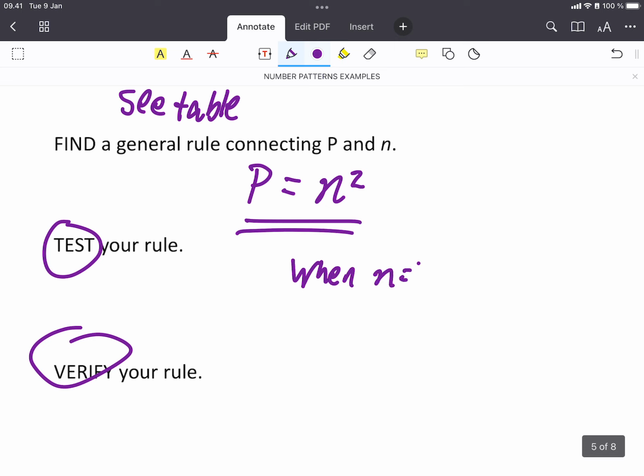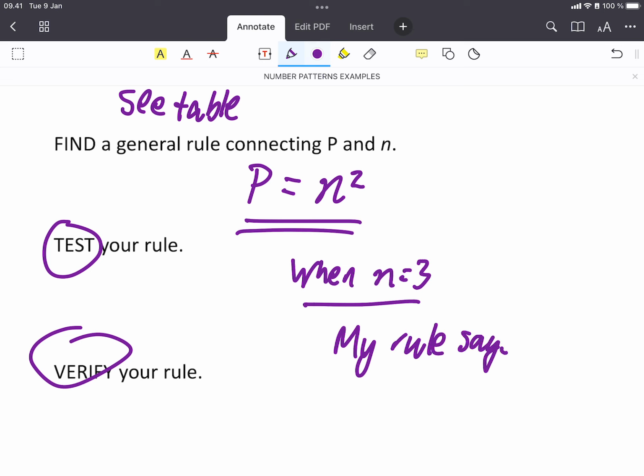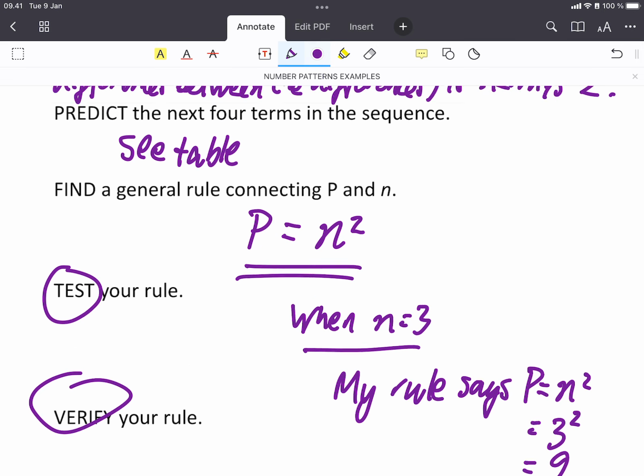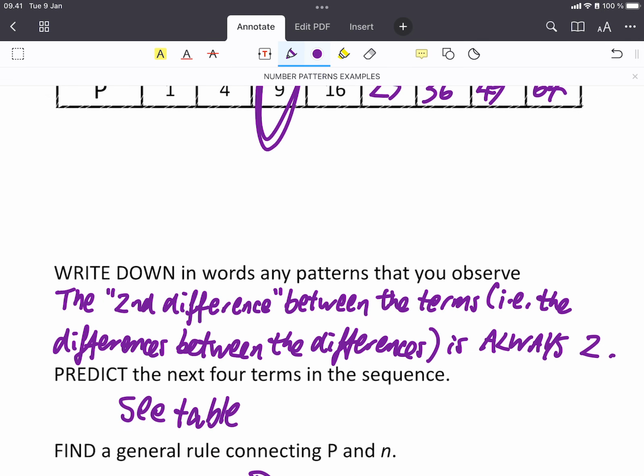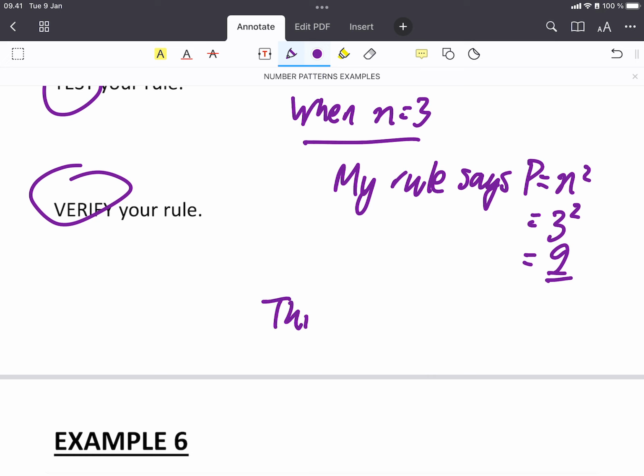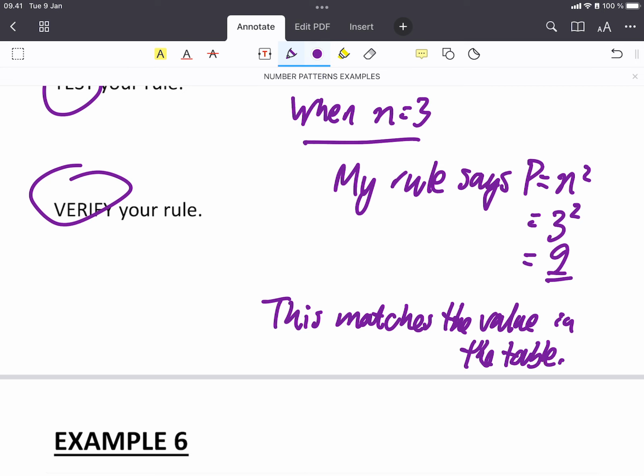When n equals 3, my rule says p equals n squared equals 3 squared, which is 9. And, oh, it is 9. So this matches the value in the table. So you could well be getting a mark just for that observation. So it's important to always have that observation.